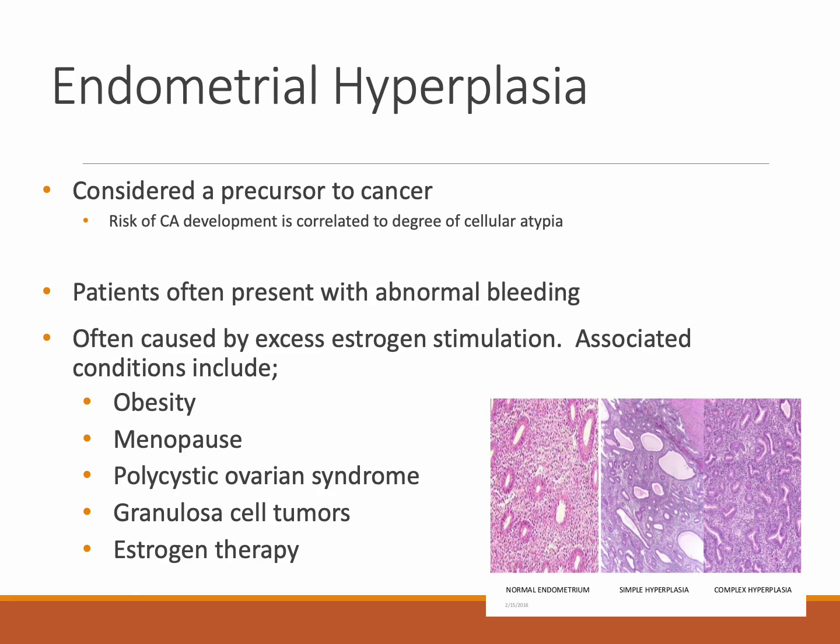Now, when we're talking about the primary cancer of the uterus, we're really talking about endometrial carcinoma. And that starts with endometrial hyperplasia. If you recall, we talked about cervical dysplasia last time, which was a precursor to cervical cancer, specifically squamous cell carcinoma. Well, endometrial cancer is not squamous cell carcinoma. It's adenocarcinoma. It's of the glands.